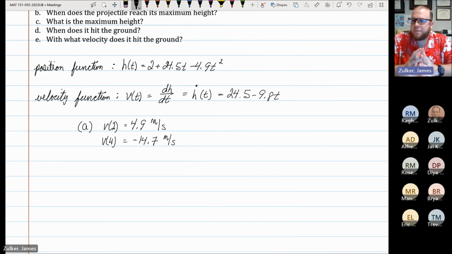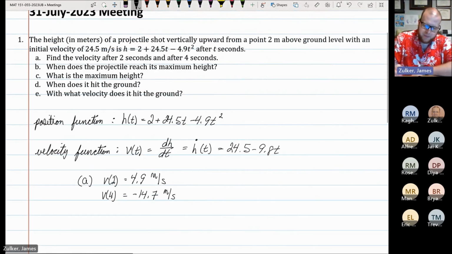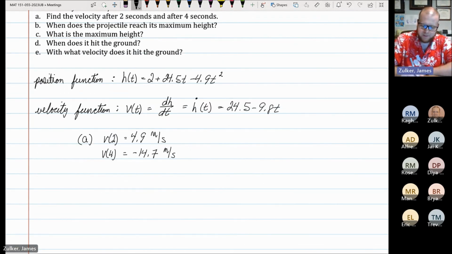Right. Now, the beautiful thing about these types of problems is we can define our coordinate system however we want. So if instead I wanted to say that down is the positive direction, I could easily do that. I'd have to multiply h by negative, then these signs would flip, right? This would be negative 4.9, and v of 4 would be positive 14.7.